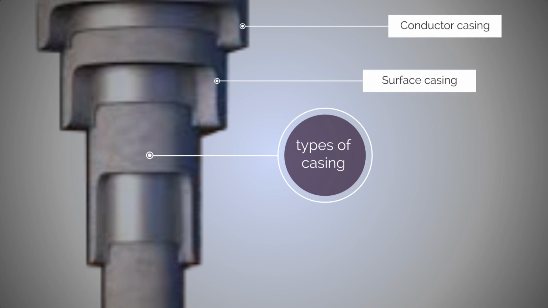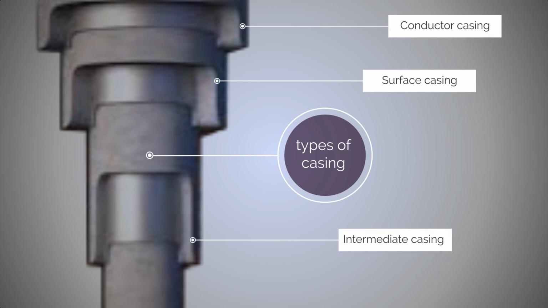Next is the surface casing. Surface casing is one of the most critical strings in the well because it protects freshwater zones. Regulations often specify the minimum depth of surface casing to ensure groundwater protection. Surface casing also provides the structural base for installing the blowout preventer, making it essential for well control.